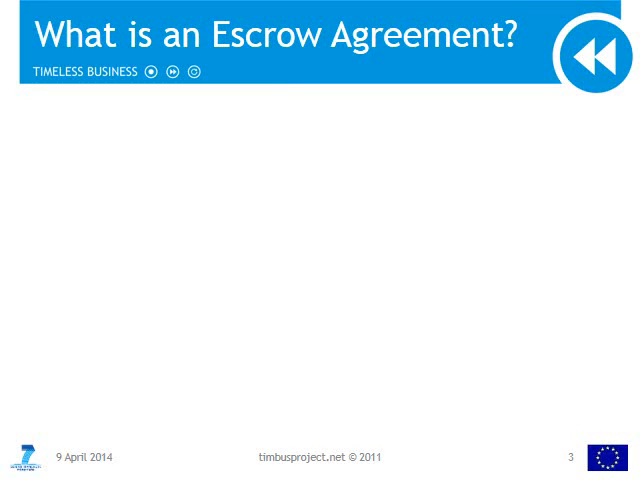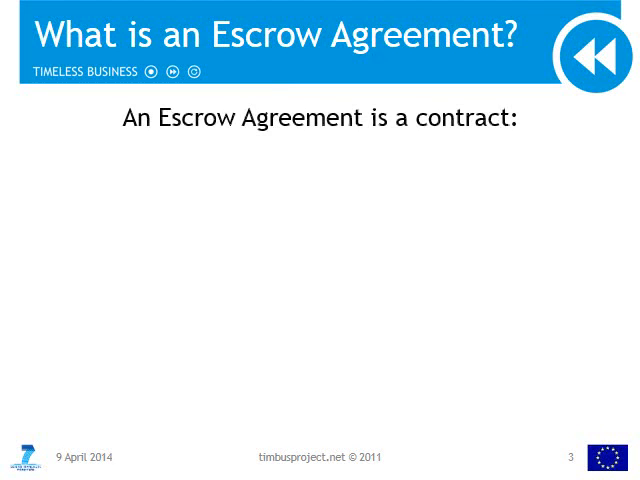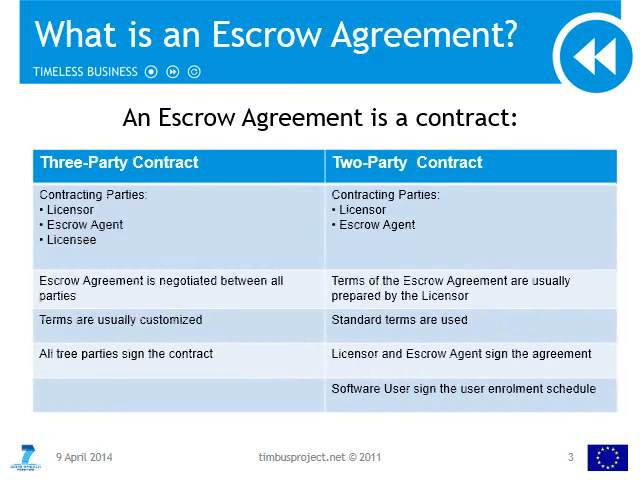What is a software escrow agreement? An escrow agreement is a contract. It can either be a three-party contract or a two-party contract. If it is a three-party contract, the contracting parties are the licensor, who is the software developer or the rights holder, the escrow agent, an independent and trustworthy third party, and the licensee, who is the user of the software.